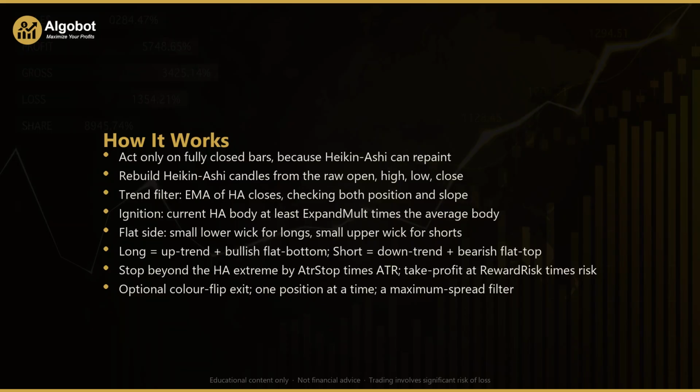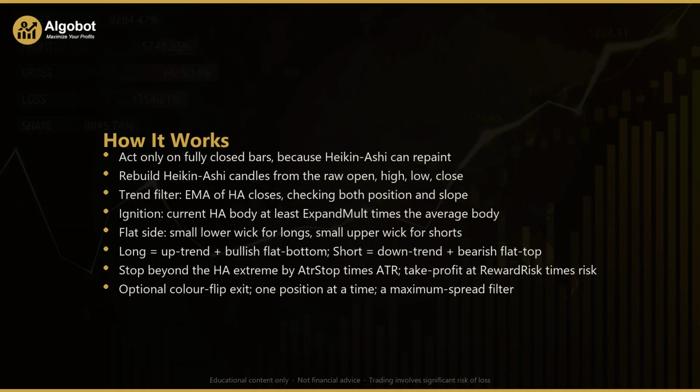The third condition is the flat side. For a long, the candle must be bullish with a lower wick no larger than the flat fraction, 20%, of its total range, a flat bottom. For a short, the candle must be bearish with an equally small upper wick, a flat top. So a long signal needs an uptrend plus a bullish flat bottom expansion candle, and a short signal needs a downtrend plus a bearish flat top expansion candle.